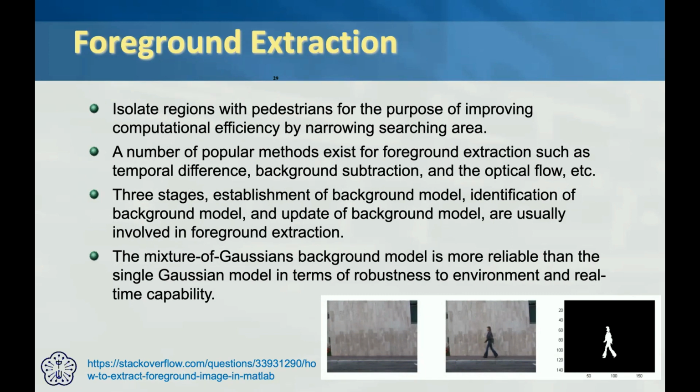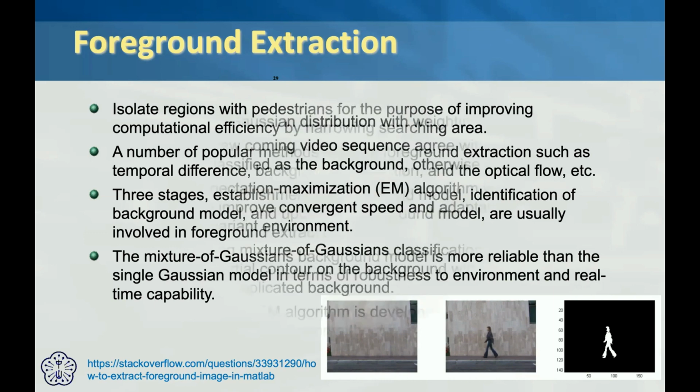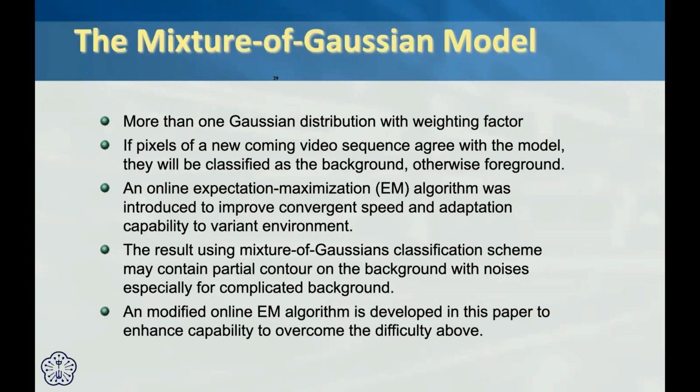So it has been proved that the mixture of Gaussian background model is more reliable than the single Gaussian model. So we choose this model for foreground extraction. The mixture of Gaussian model actually uses more than one Gaussian distribution with weighting factor. So simply, the idea behind this is if the pixel of a newly coming video sequence agrees with the model, then it will be classified as background, otherwise foreground. Okay, quite simple.